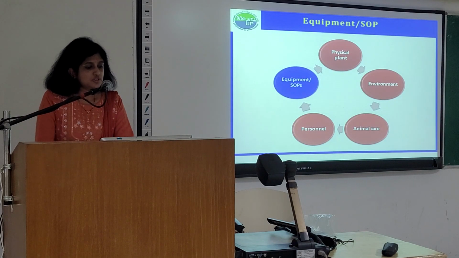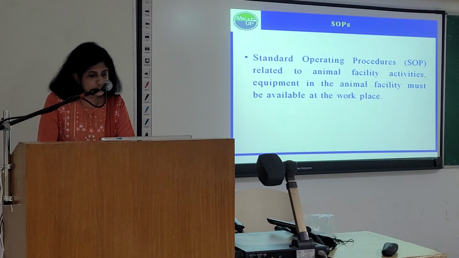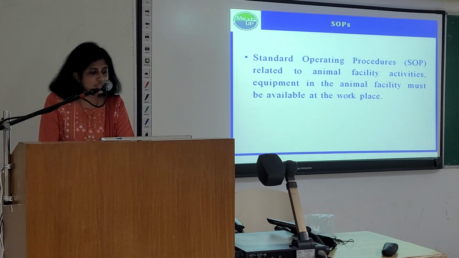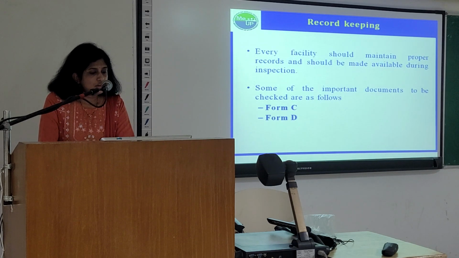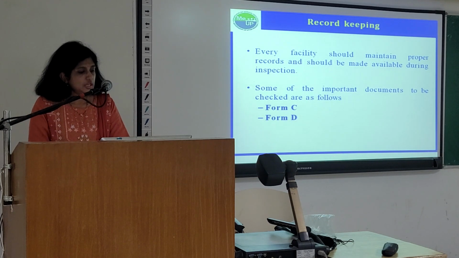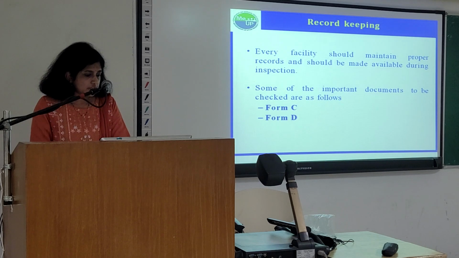Fifth and last is equipment and standard operating procedures. The standard operating procedures related to animal facility activities. Equipment in the animal facility must be available at the workplace. Record keeping is very important. Every facility should maintain proper records and should make them available during inspection. Some of the important documents to be checked are as follows.